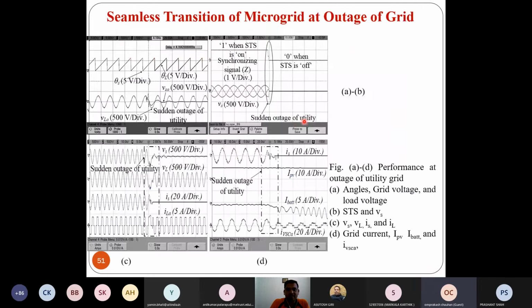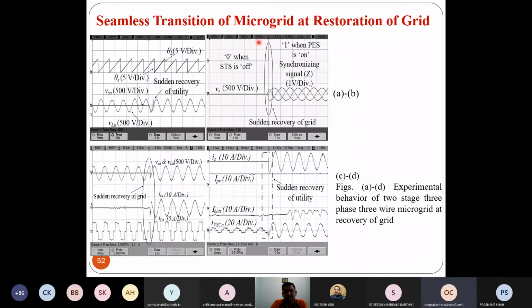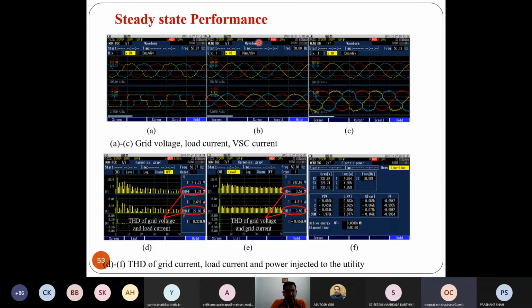Experimentally, we have also verified this 3-phase system under outage, seamless transition of the microgrid, and then seamless transition as restoration of the grid. And this grid distortion you can see. Under grid distortion, the grid voltage THD is 11.31%, and the THD of load current is 22.80.